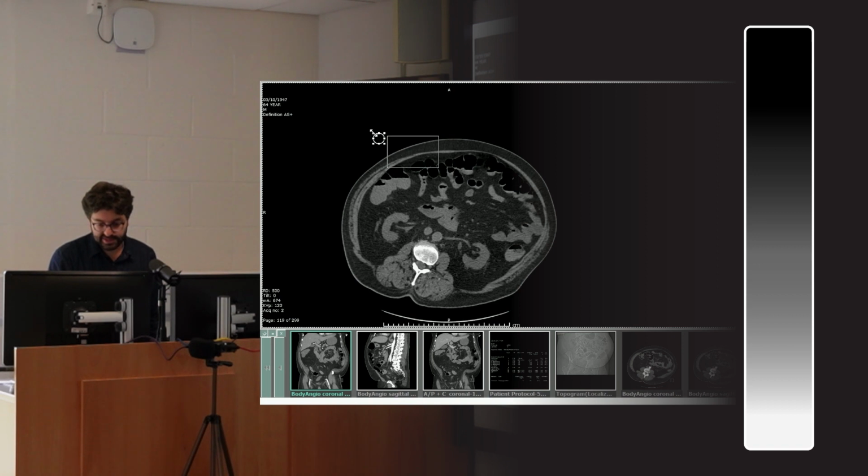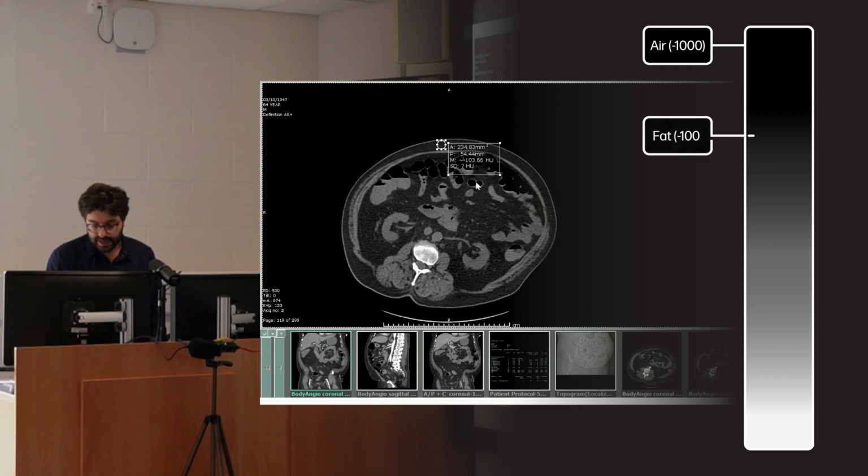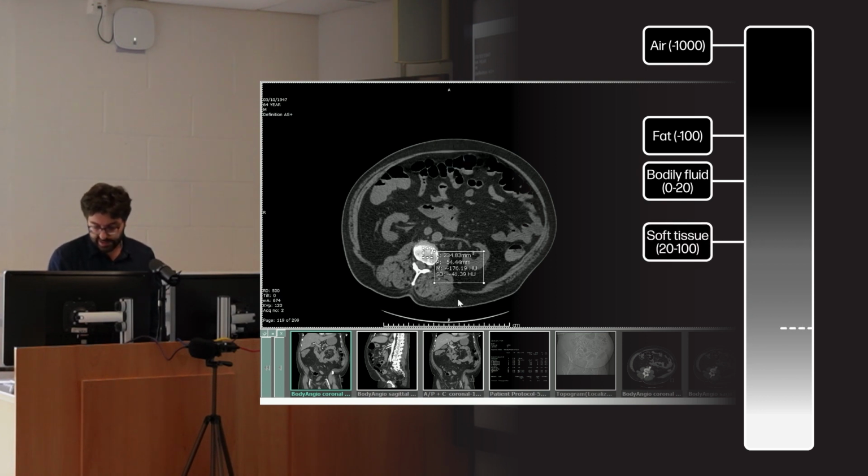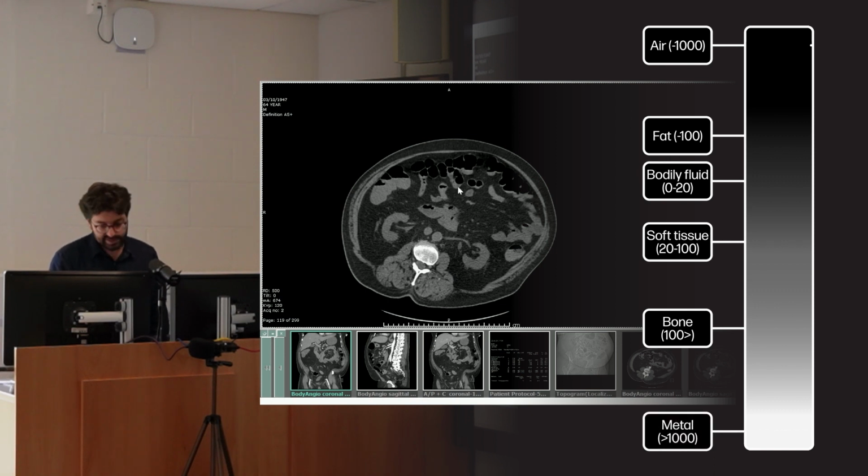Different tissues have different Hounsfield unit values. Air is around about minus 1,000. Fat is usually around minus 100. Fluid is between 0 and 20, usually. Soft tissues will be over 20. Bone will be over 100. Obviously, you've got cancellous bone, which will be much lower density than cortical bone. As you can see here, the cortical bone here is 663. And then metal will be over 1,000. So you've got quite easy numbers to remember: minus 1,000 for air, minus 100 for fat, 0 to 20 for fluid, over 20 for soft tissues, over 100 for bone, and over 1,000 for metal.